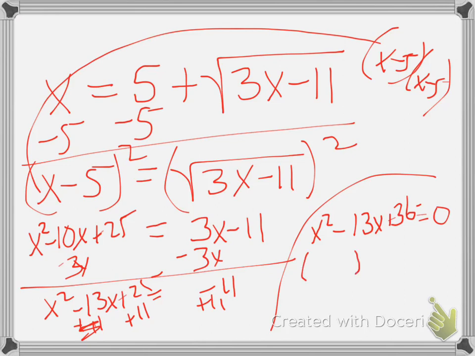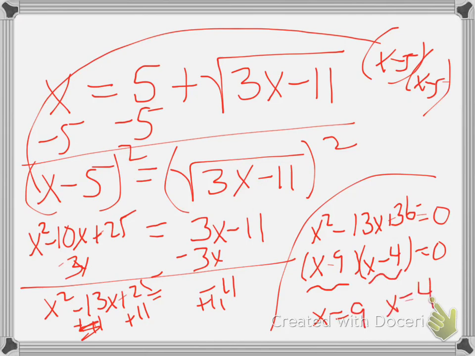And then you're going to look for what times what multiplies to 36 but adds to negative 13, and that's going to be negative 9 and negative 4. And then, oh, and the last one I didn't check to see if it worked. So when you set this one equal to 0, you're going to get x equals positive 9. When you set this one equal to 0, you're going to get x equals positive 4.